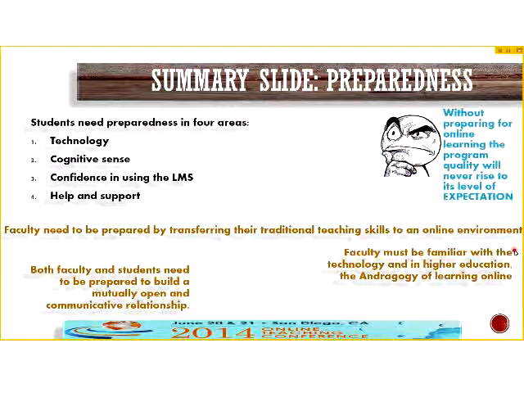Now, here's what we talked about with preparedness. Students need preparedness in 4 different areas. Technology, so they don't have to relearn the system. Cognitive sense, make sure that they're aware and understand how they learn. Confidence using the learning management system, so you open up the class early. They need to get help and support, because without preparing for online learning, the program quality will never rise to its level of expectation and never rise to its level of quality.